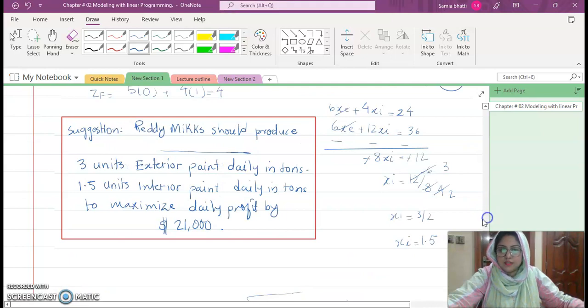After putting the corner points in the objective function, we will get this final result, where we will suggest to the company about its productivity. We will say that these are the units of interior pan that you should produce, and these are the units of exterior pan that you should produce to maximize your daily profit, which is 21,000 when you multiply them.